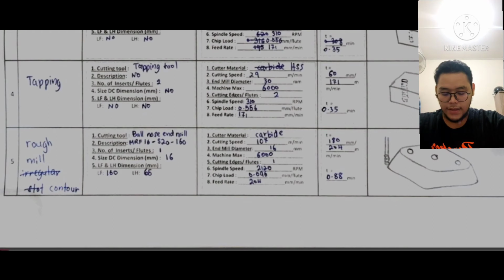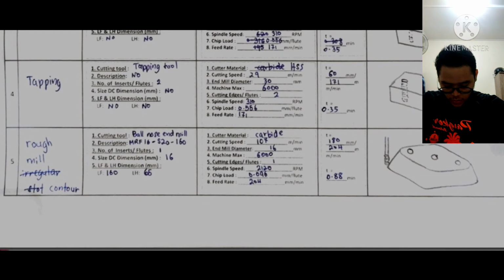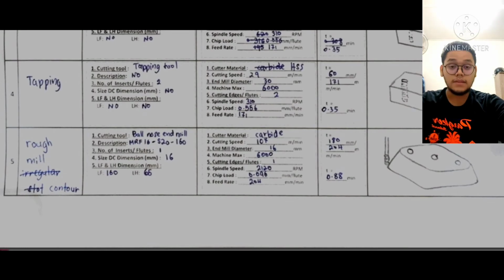16S20-160, and the number of inserts or flutes for this part is 1, because except for the drill, all the inserts or flutes are 1, and the size of the DC, which is the dimension in mm, is 16. The LH and LF dimensions are LF 160 and LH 65.